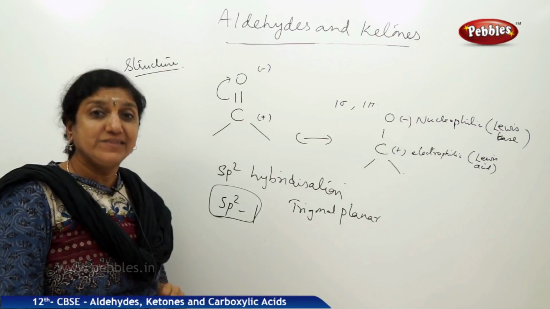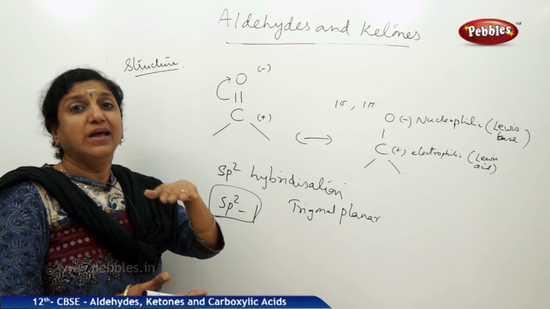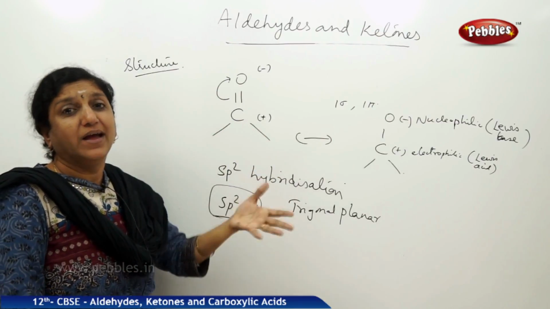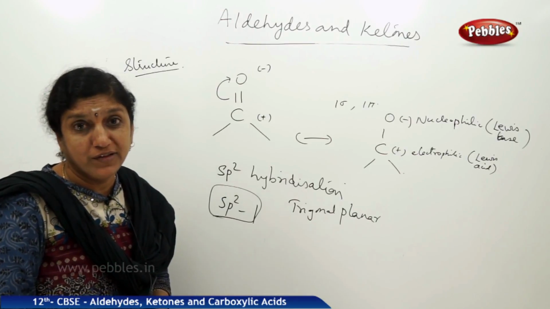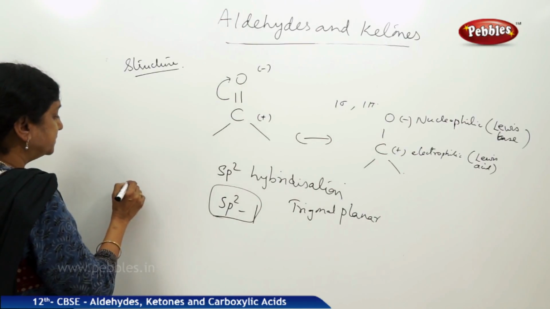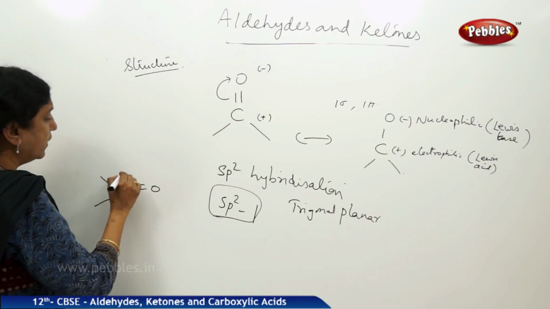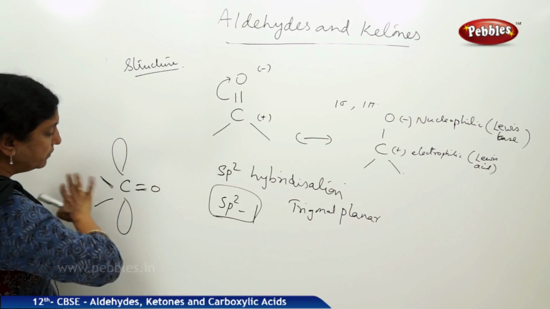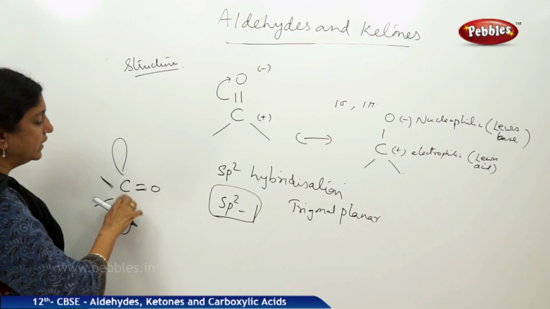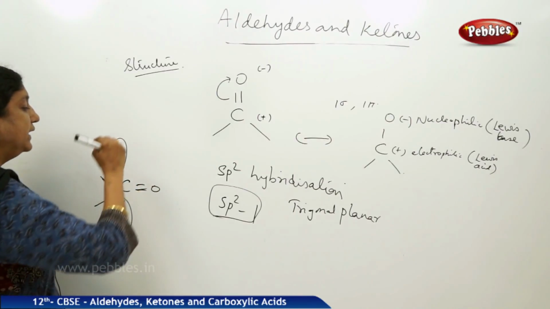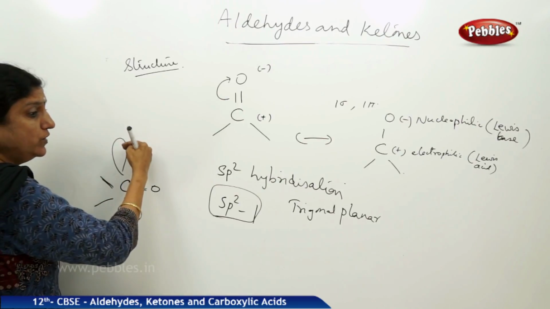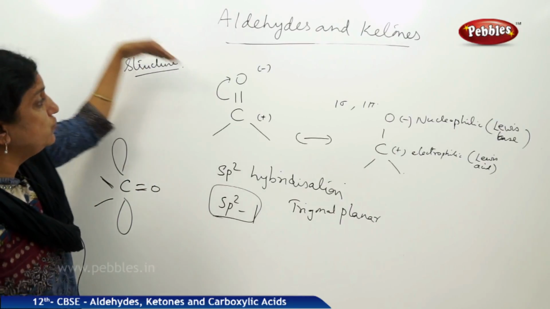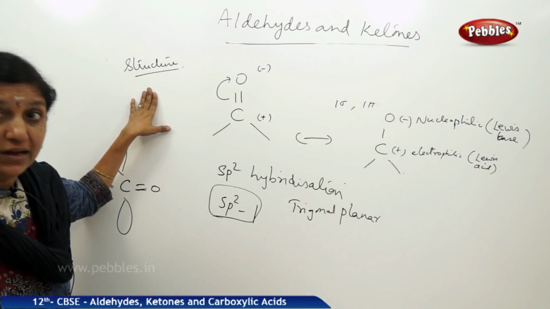The electron density of the pi bond would be distributed such that part of it would be above the plane of these combined atoms and the other half would be below the plane of these atoms. So, you could visualize the pi electron cloud in this manner. The combined atoms along with carbon would be present in one plane, and the pi electron cloud, half of it would be above this plane and half of it would be below this plane. So, this is how you can visualize the structure of the carbonyl group.